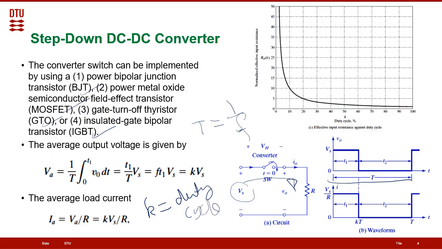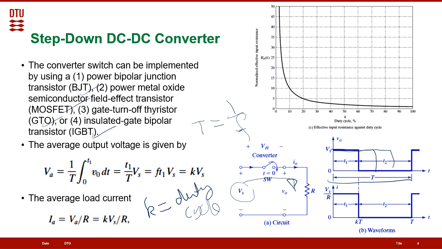The same way, we can derive the formula for the output current. It will equal VA over R, and as we can see here, the average output voltage will equal K times Vs. So the output current will equal KVs over R. What we can notice here is that as the duty cycle increases, the switch will be on most of the time. As we increase the on time, the average voltage will increase. So we can control the output voltage by controlling the duty cycle.